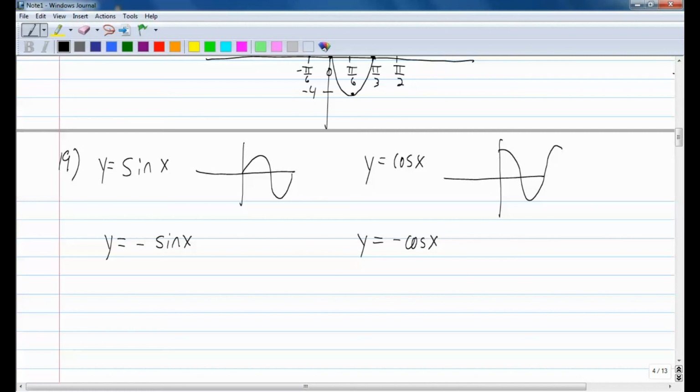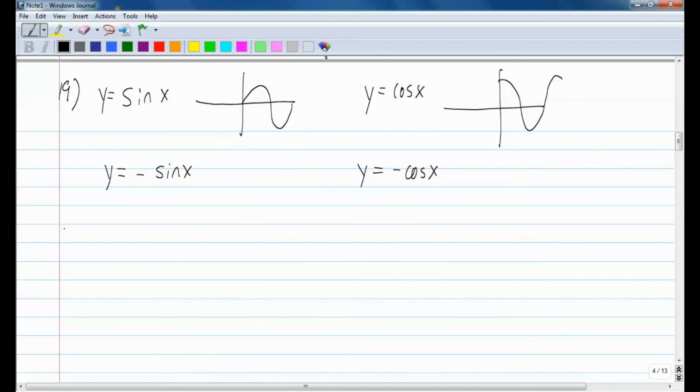Number 20, the last problem on the test, we have 2 sine graphs and 2 cosine graphs. The only difference between this problem and the last problem is we do have to worry about amplitude and period here. Well, the main thing is that we can figure out the period for each one of these. The amplitude is the same on all four graphs.